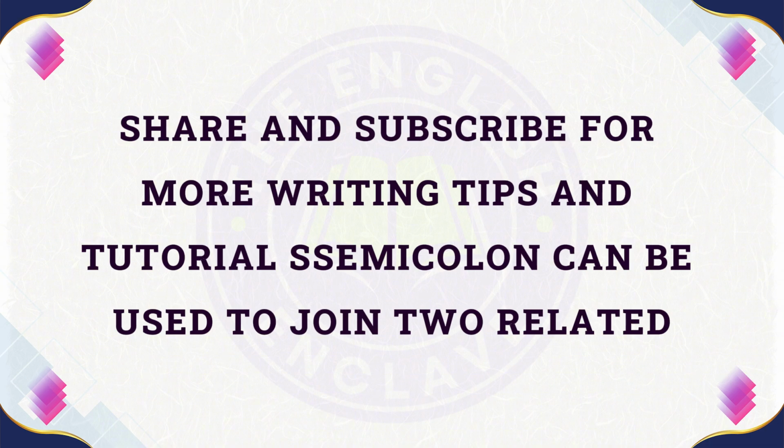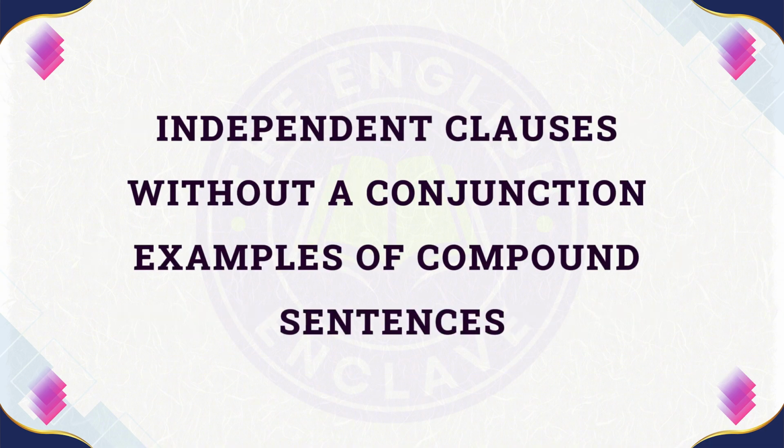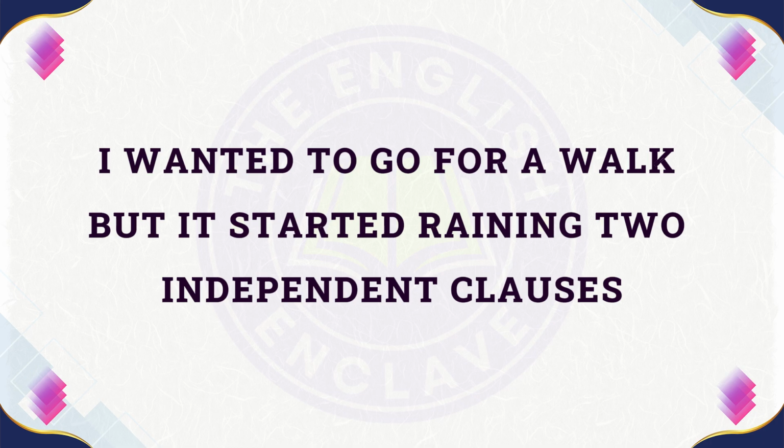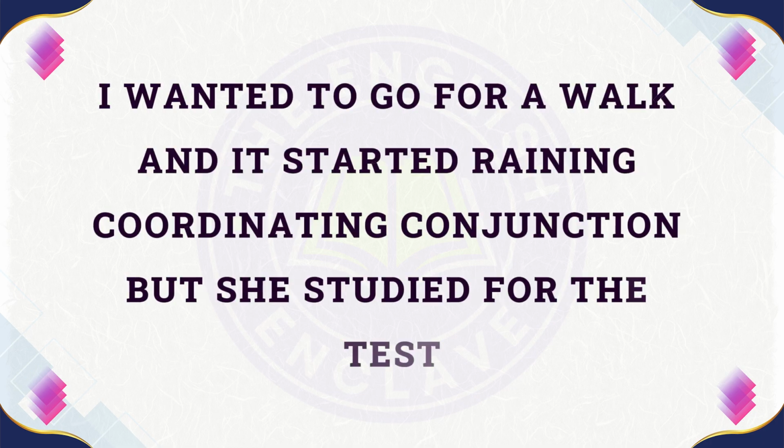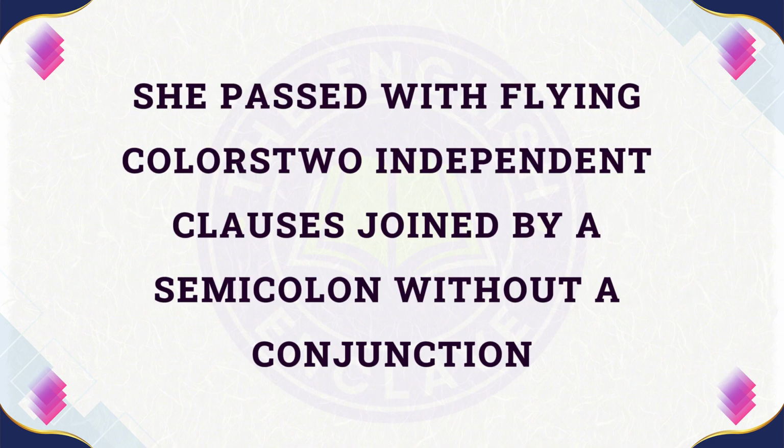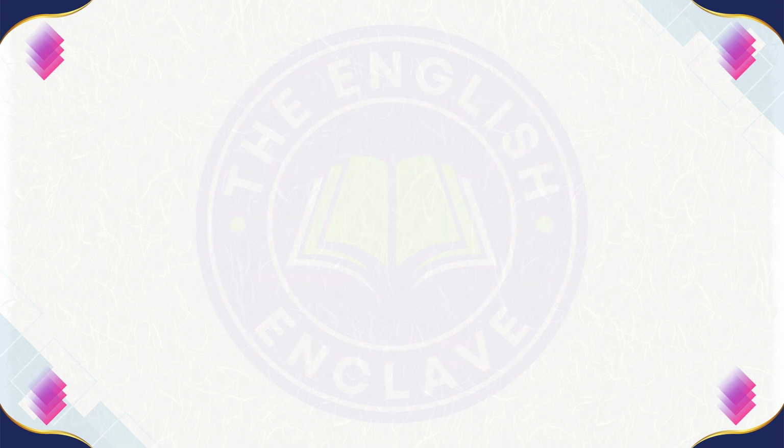A semicolon can be used to join two related independent clauses without a conjunction. Examples of compound sentences: I wanted to go for a walk, but it started raining. Two independent clauses: I wanted to go for a walk and it started raining. Coordinating conjunction: but she studied for the test. She passed with flying colors. Two independent clauses joined by a semicolon without a conjunction.